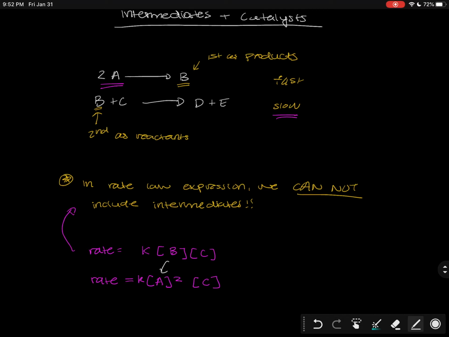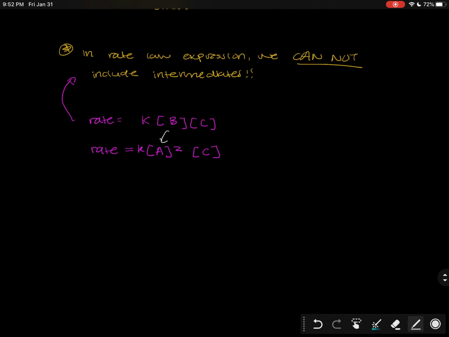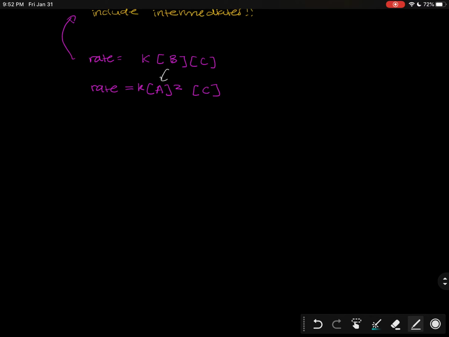And there is some math you could do to solve this instead, but I'm not going to go over that in this video. Okay, so yeah, that's what an intermediate does. And that's how you would go about solving for the rate law expression if it has an intermediate present. Okay, so now we're going to go over catalysts.